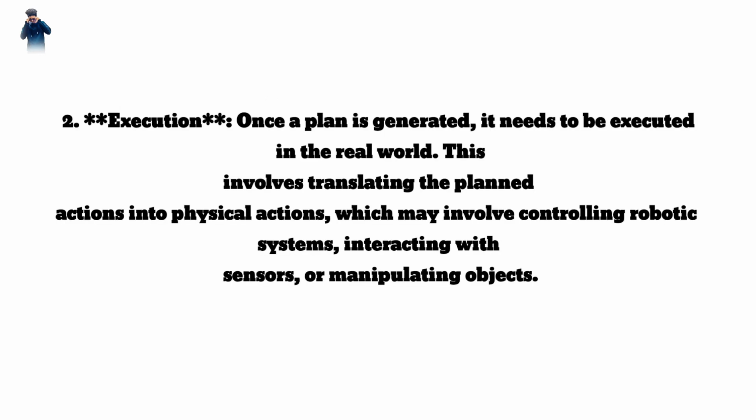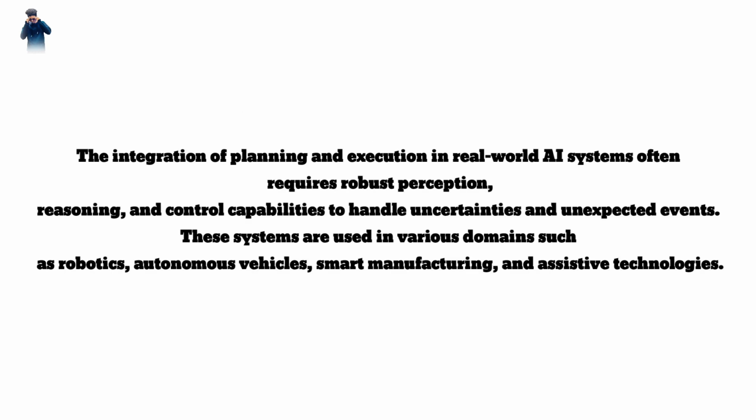2. Execution. Once a plan is generated, it needs to be executed in the real world. This involves translating the planned actions into physical actions, which may involve controlling robotic systems, interacting with sensors, or manipulating objects. The integration of planning and execution in real-world AI systems often requires robust perception, reasoning, and control capabilities to handle uncertainties and unexpected events. These systems are used in various domains such as robotics, autonomous vehicles, smart manufacturing, and assistive technologies.